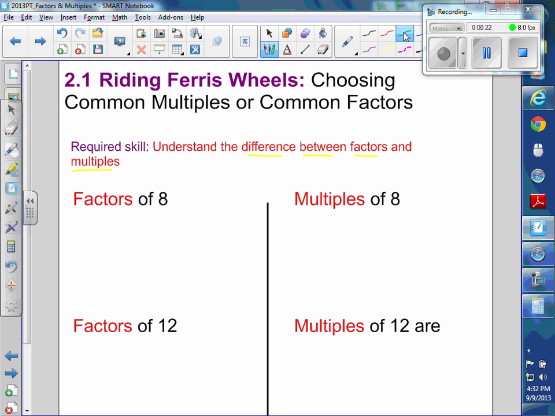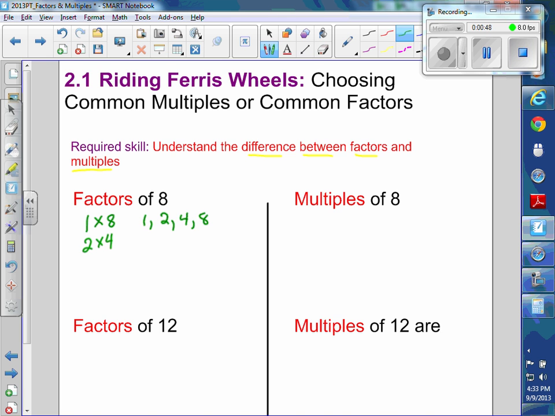We're going to look at the numbers 8 and 12. So the factors of 8 are all the different numbers you would use in pairs to get 8 by multiplying. So 1 times 8 is 8, and 2 times 4 is 8. Those are the only ways you can get 8 by multiplying. So the factors of 8 are 1, 2, 4, and 8.